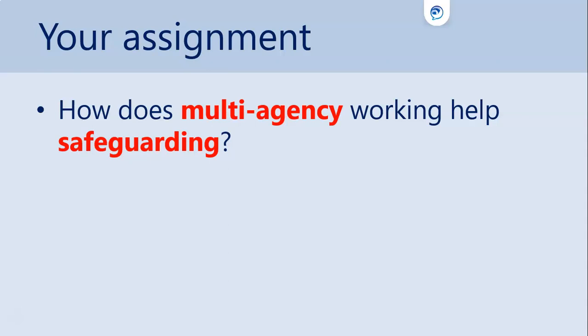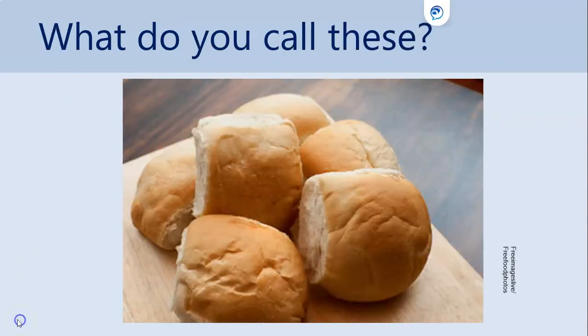The next step is to think about possible alternative terms or synonyms which could be used to describe the topic. Remember, not everyone uses the same language. For example, if we look at this one food item, what do you call these? I call them buns or possibly rolls, but I'm from the northeast. You might call them something different, depending on where you come from in the UK.